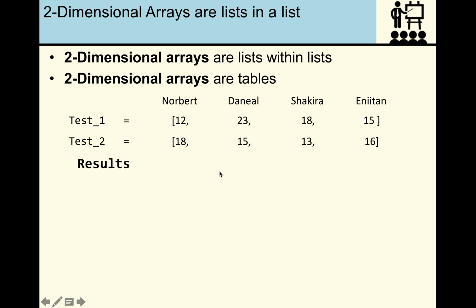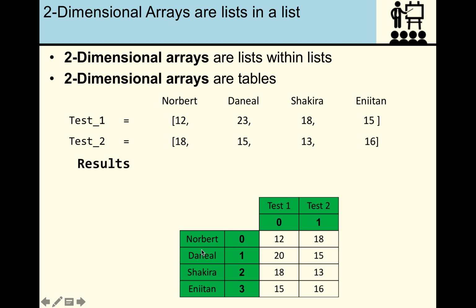I would want to store those results in a table, and that table might look like an array within an array. If you take a look, I've got the marks in the test, and I've got the players, because Norbert is in position 0, and he scored 12 and 18 in test 1 and 2.